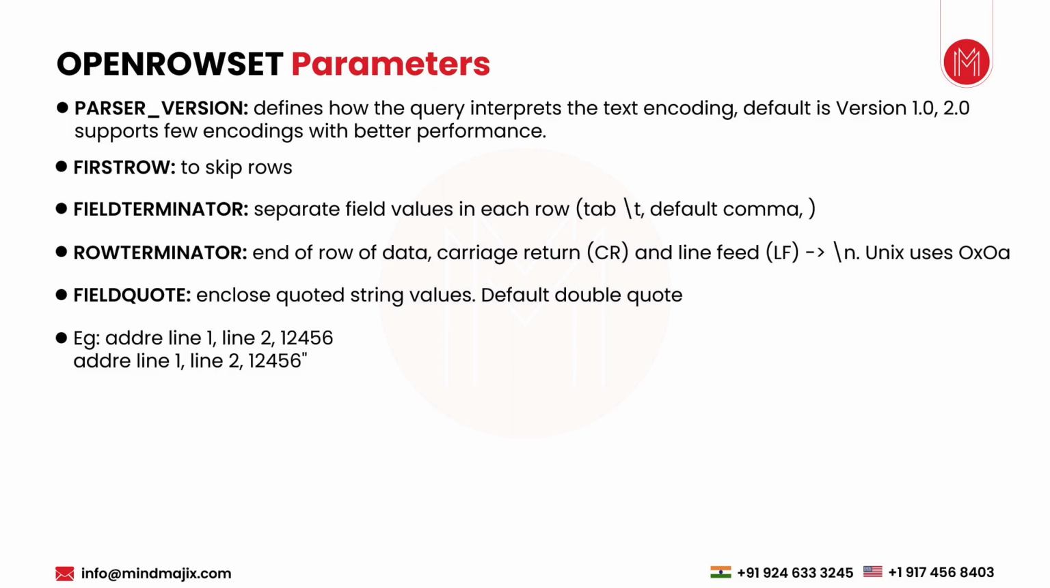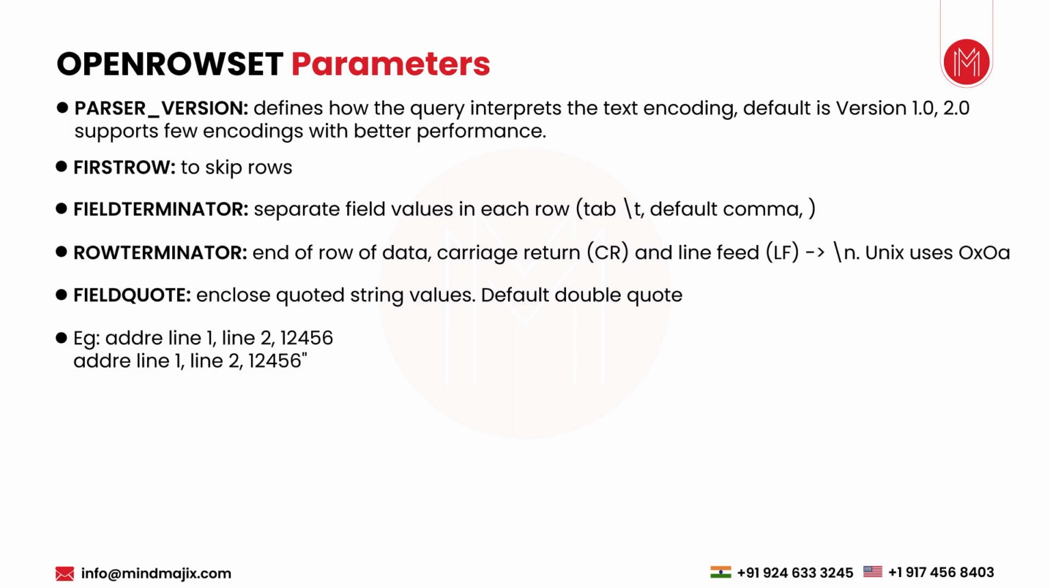And the field quotation is how you present a double string or comma. So for example, if the field terminator is comma, and if you consider this as a complete address, you have address 1 comma address 2 comma and so on, till the pin code. So this comma needs to lose its significance as a field terminator and it needs to be retained as part of the whole address.